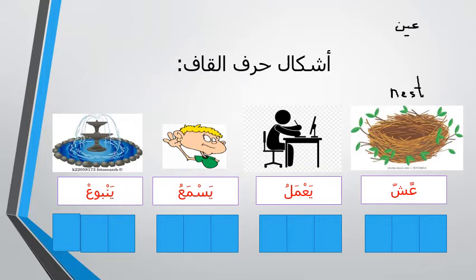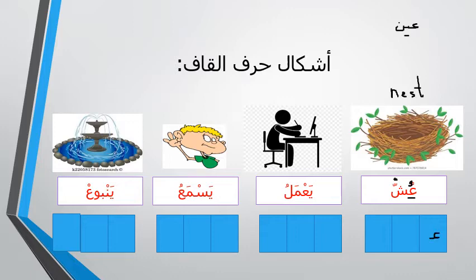What do you mean by a nest? عُش. This is شَ. عُش. Okay, where is the letter عَ in this word? This is the form of letter عَ. It's at the beginning. The letter A here is at the beginning of the word. That's very, very good. هذا الحرف هو في بداية الكلمة. So we must write it here.